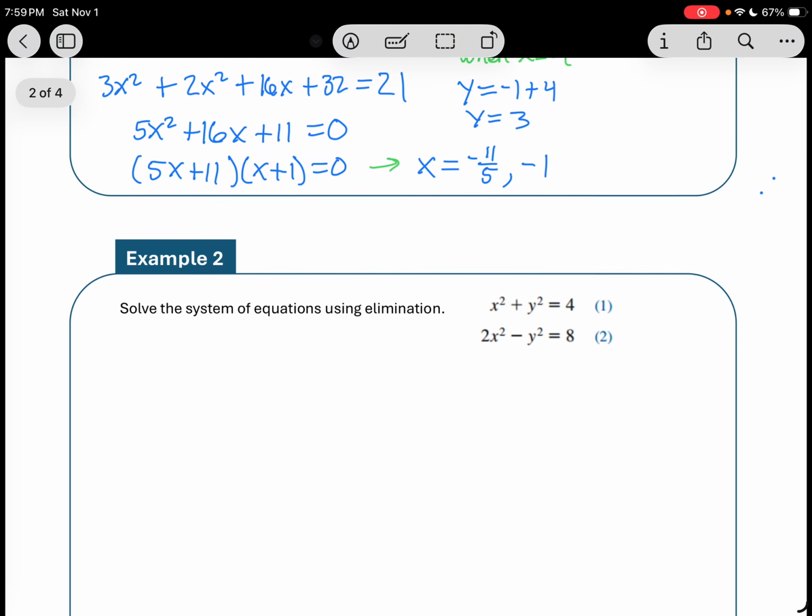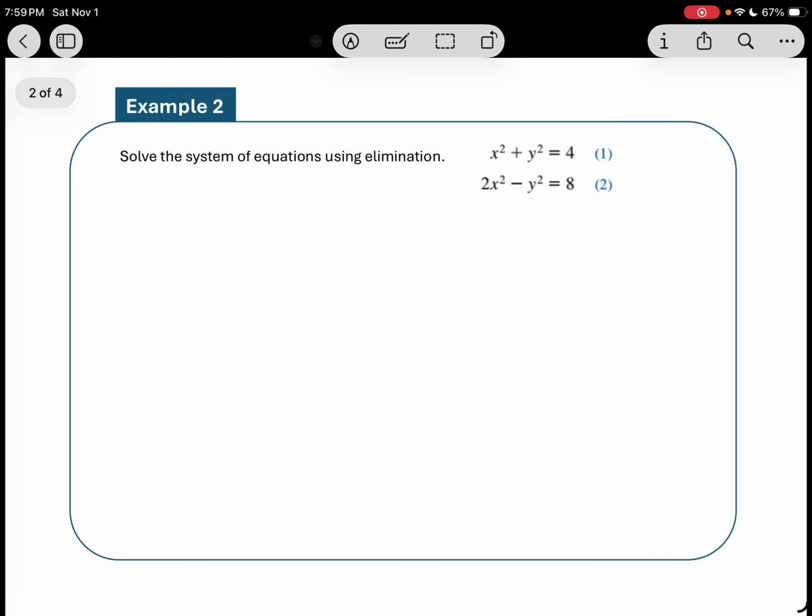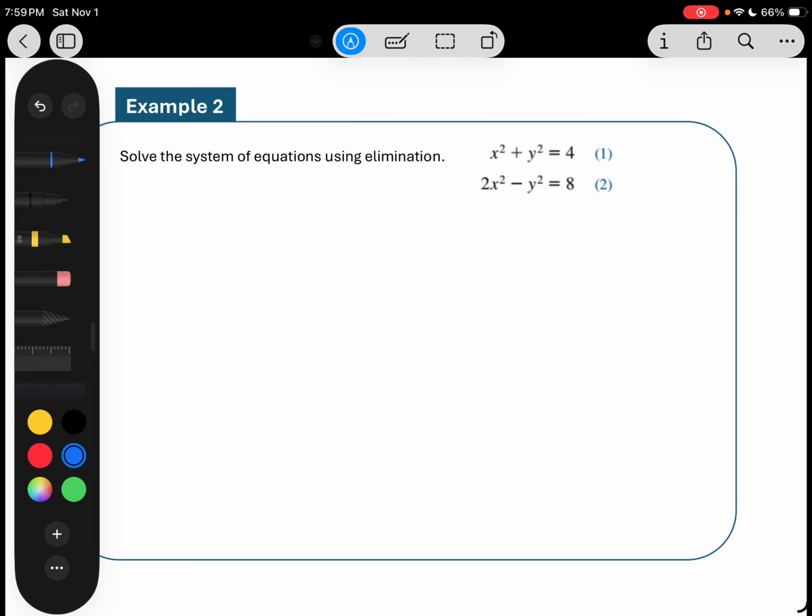Let's take a look at example 2. So just like with linear equations, sometimes these ones are set up so that we can use elimination. Let's go ahead and try that. If I add these two equations together, I'm going to get 3x squared plus 0y is equal to 12. So then I can go ahead and solve for x now that I don't have any y's. And we get x is equal to positive 2 and negative 2.